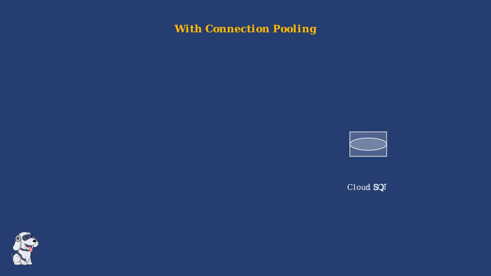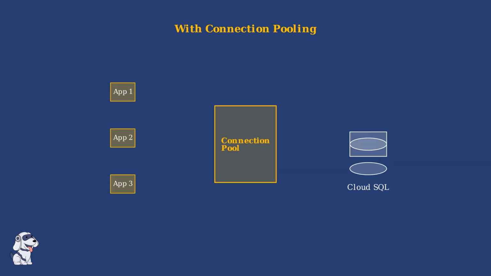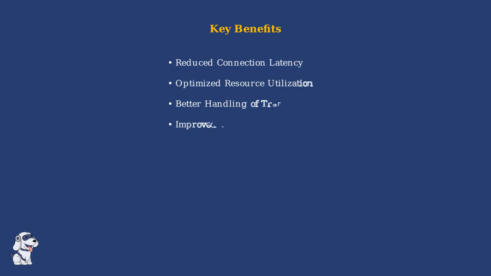With connection pooling, a dedicated pool maintains a cache of pre-established database connections. Applications request connections from this pool rather than creating new ones. Applications connect to the pool using lightweight requests, while the pool maintains a smaller number of persistent connections to the database. This dramatically reduces connection overhead. Connection pooling provides several critical benefits: reduced connection latency by reusing existing connections, optimized resource utilization through connection sharing, better handling of sudden traffic spikes, and overall improved database performance.